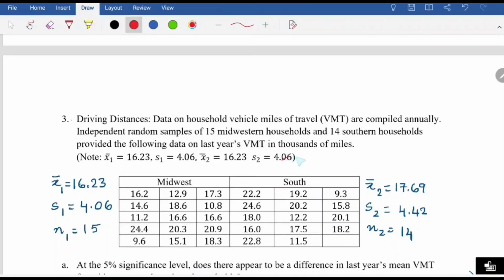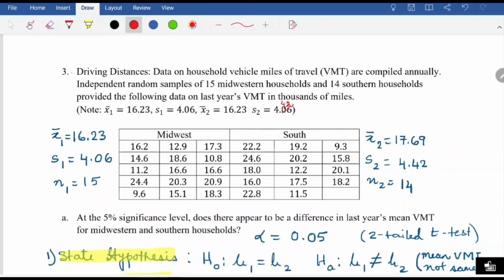I'll have to check what I have in the project I posted on Canvas. I may have already changed it there. If not, I will update that. But if you have worked on it and you see that the sample standard deviations are the same, then please change S sub 2 to 4.42. It shouldn't matter because this is just for practice.